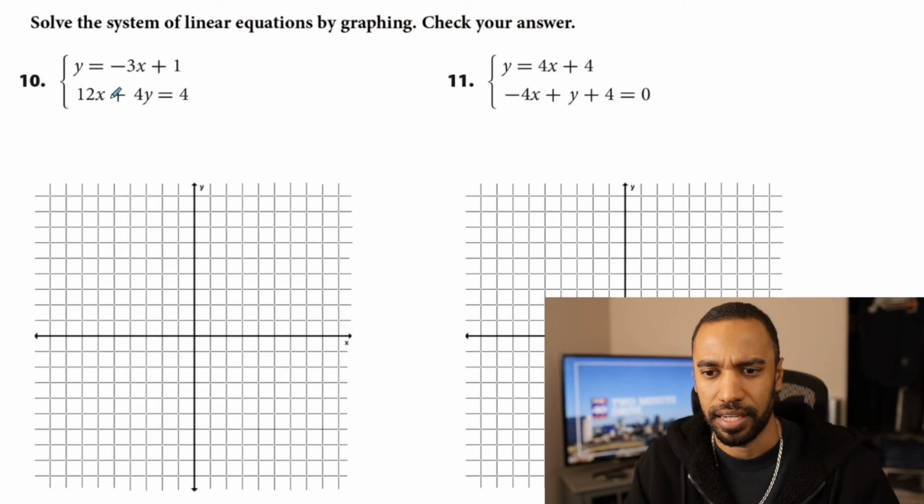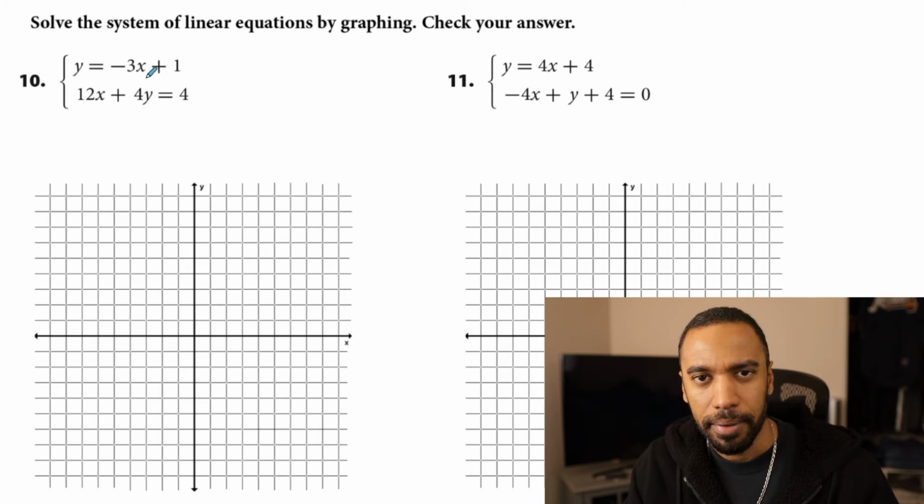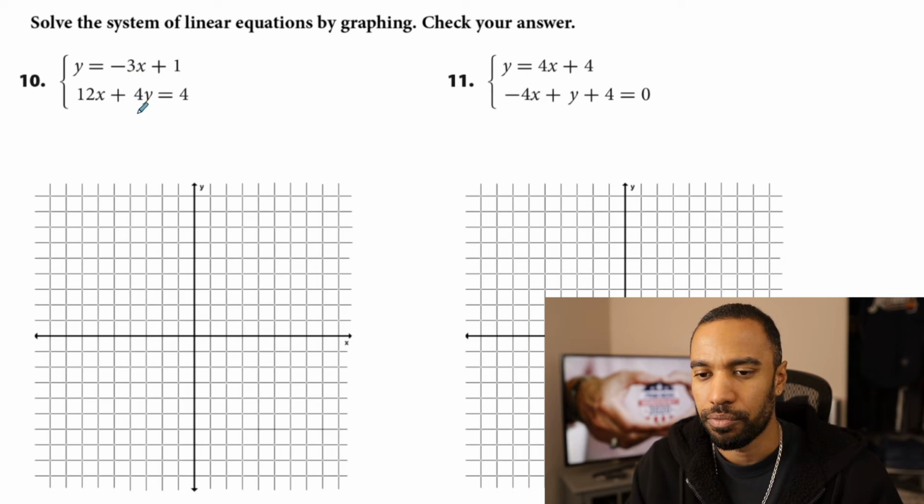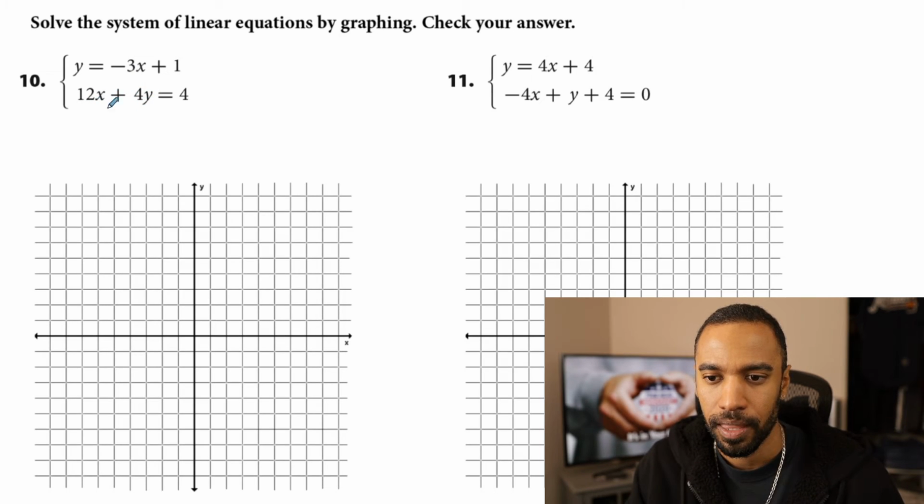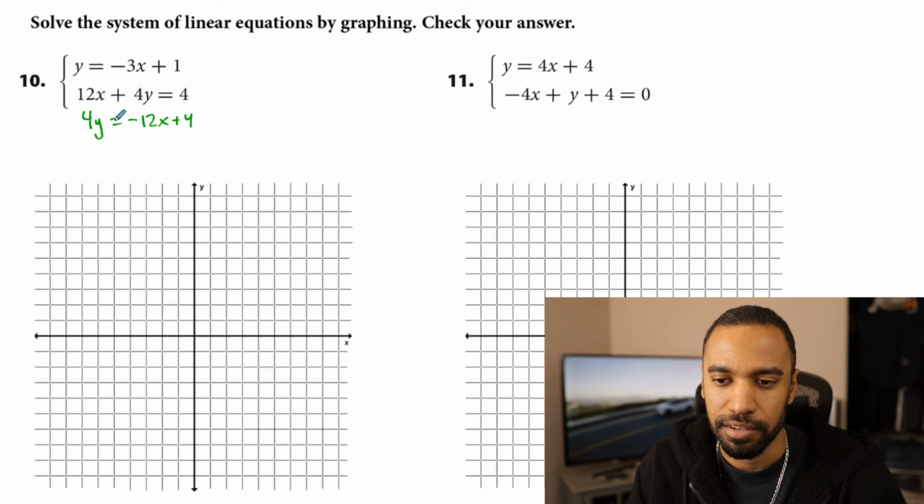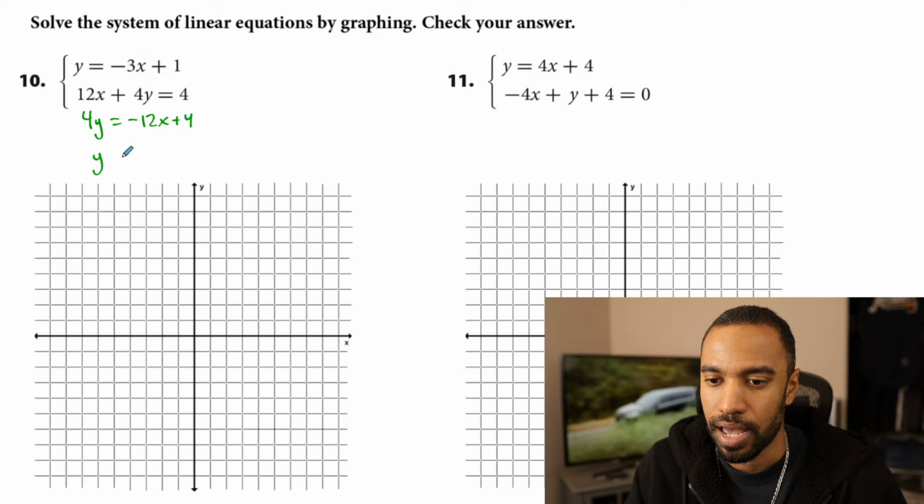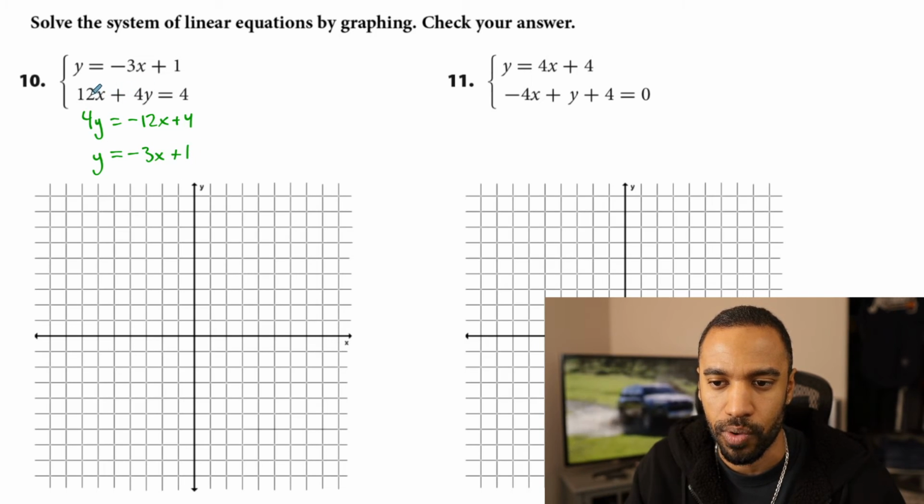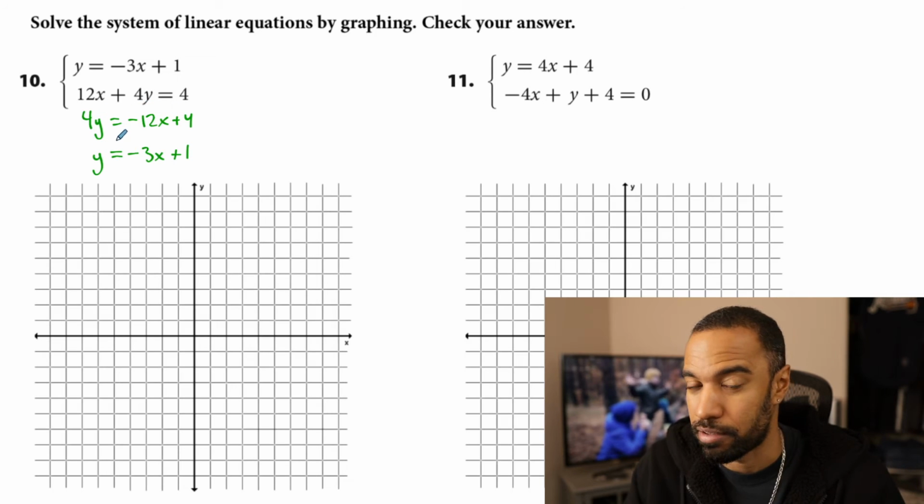So going with number 10 here, let's try slope-intercept form and see if we can go straight from there and then make our graph. Subtract 12x from both sides. I get 4y equals negative 12x plus 4. And I divide everything by 4. I get y equals negative 3x plus 1. Again, I subtracted 12x and then divided by 4.